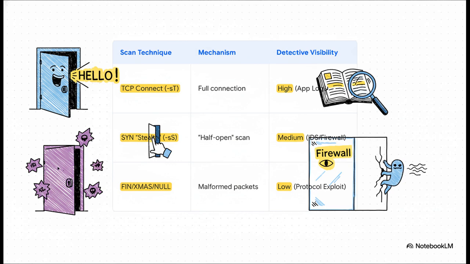Then there's the TCP SYN stealth scan. It's much quieter. It's a half-open scan. You start to knock, but you pull your hand back right before it connects. This usually avoids application logs, but a good firewall will still spot you. And then you have the really sneaky stuff, like FIN or XMAS scans. These send totally weird, malformed packets to trick the target into revealing its state. It's a whole different level of sneaky.